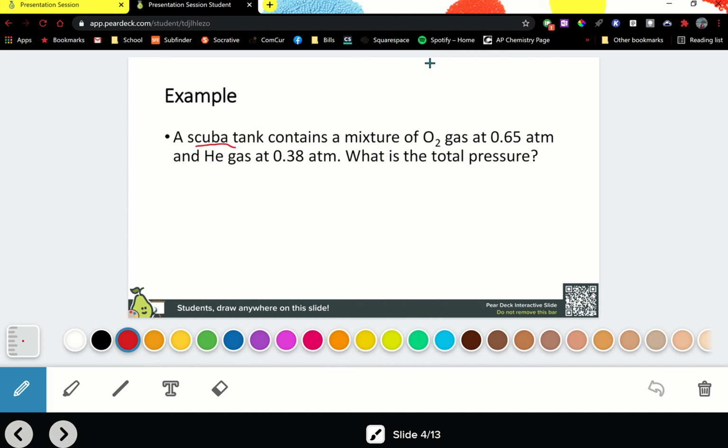It says a scuba tank contains, so you put it on and go underwater. Fun fact, scuba is actually an acronym for self-contained underwater breathing apparatus. Anyway, it contains a mixture of oxygen gas at 0.65 atmospheres and helium gas at 0.38 atmospheres. That's an interesting one, that they use helium. They use it so that when you go deep underwater and then start to come back up, the helium gas won't form bubbles in your bloodstream and you won't get what's called the bends. That's a bad thing.